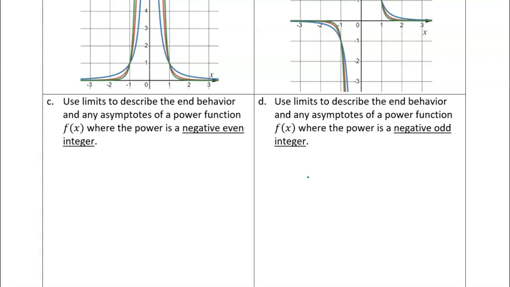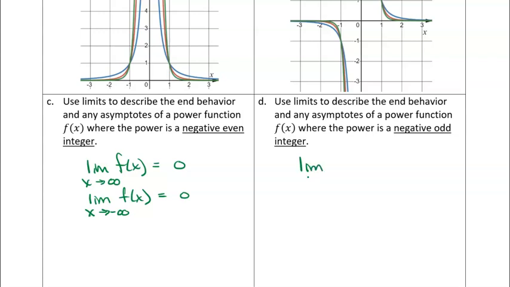All right, so when we have a power function with a negative even integer, the limit as x goes to infinity of f of x is equal to 0, right? And the same way here, the limit as x goes to negative infinity goes to 0. And again, we're just looking at end behavior, so it's really the same here as well.